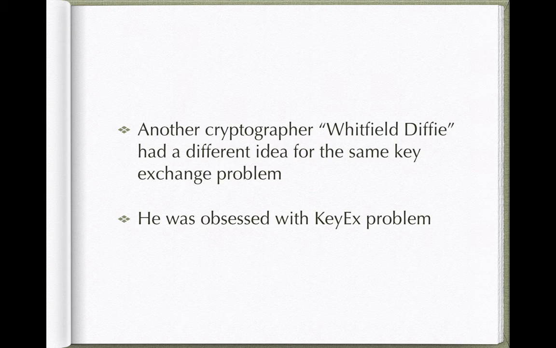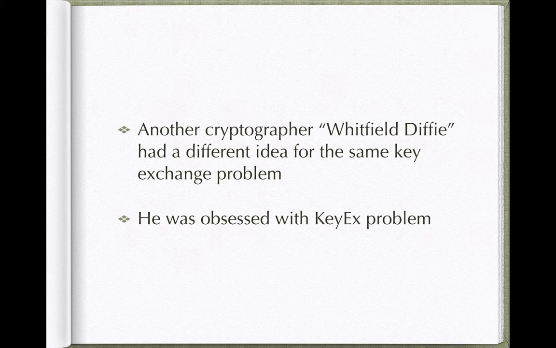Temporarily, I will pause the discussion of Ralph Merkle. At the same time, in another part of America, there is another cryptographer by name Whitfield Diffie. He is a mathematician. He did his undergraduate in mathematics from MIT, Massachusetts Institute of Technology, in 1965. So after finishing his degree, he was doing a lot of programming projects and other projects in various university environments as well as in labs.